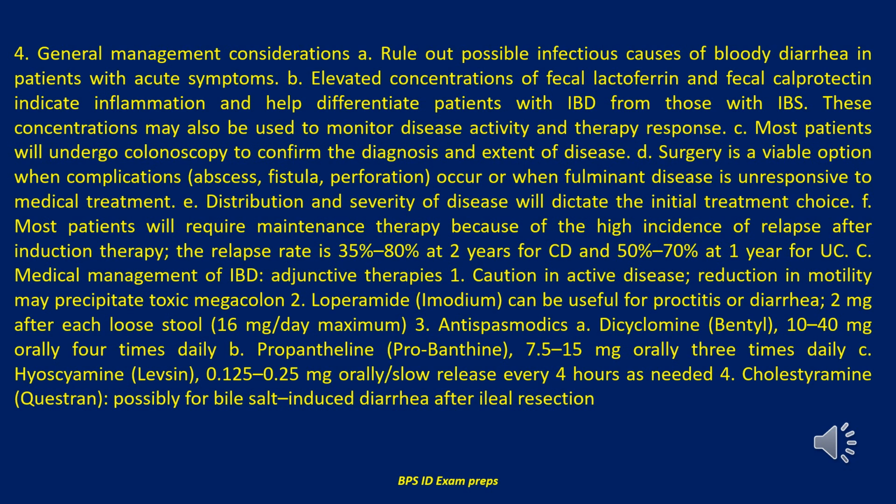3. Regarding the antispasmodics, A. Dicyclomine, marketed as Bentyl, is dosed at 10 to 40 mg orally 4 times daily. B. Propantheline, marketed as Pro-Banthine, is dosed at 7.5 to 15 mg orally 3 times daily. C. Hyoscyamine, marketed as Levsin, is dosed at 0.125 to 0.25 mg orally as slow release every 4 hours as needed. 4. Cholestyramine, marketed as Questran, is used possibly for bile salt-induced diarrhea after ileal resection.